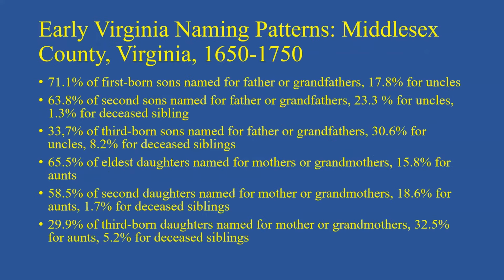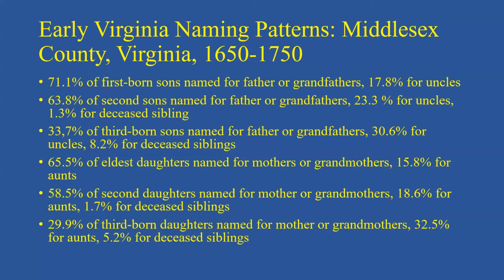In another study that was done for Middlesex County, Virginia, for the period 1650 to 1750, this is a difficult burned county, so I'm not certain what sources the researchers used to arrive at their conclusions, but they found that just over 70% of firstborn boys were named for their fathers or their grandfathers. Just over 63% of second-born males were named for their grandparents or fathers. Of the daughters, just over 65% of firstborns were named for their mothers or grandmothers, and 58% of second-born females were named after grandmothers or mothers.